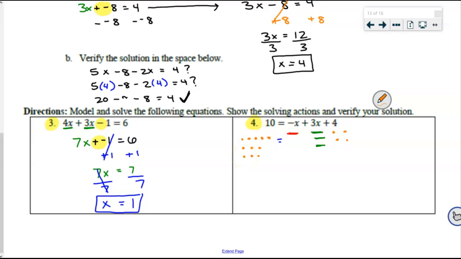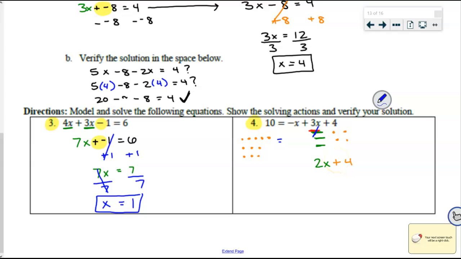unit tiles. But the first thing I need to do before I even think about solving, I have x tiles in 2 different places and I need to combine them. What happens when you have a positive and a negative x tile? They zero out. And when they zero out, what am I left with? 2 x tiles and 4 unit tiles.